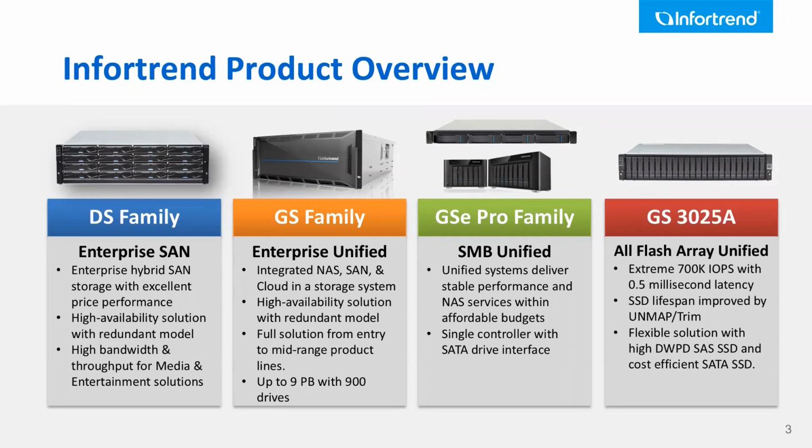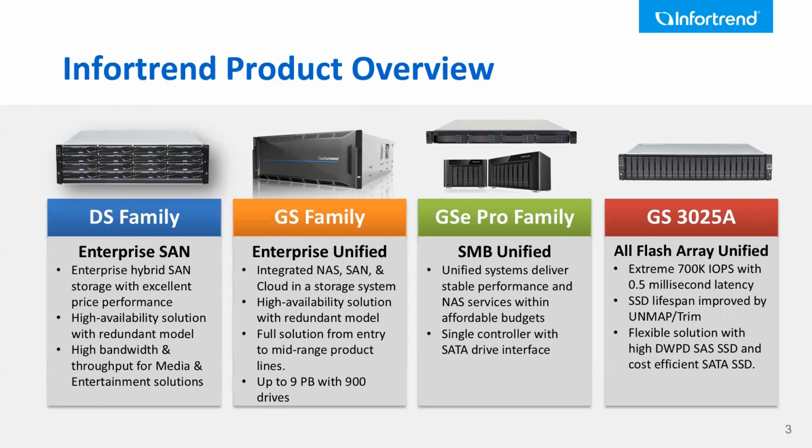The DS family, which is the enterprise hybrid SAN storage with excellent price performance, high bandwidth, and throughput for media entertainment solutions. GS family, a so-called enterprise unified storage system with NAS, SAN, and cloud, supports 900 drives with up to 9 petabytes. We also have SMB unified storage system. That's the GSe Pro family. It is a single controller with SATA drives, delivering stable performance and NAS services within inexpensive budgets.